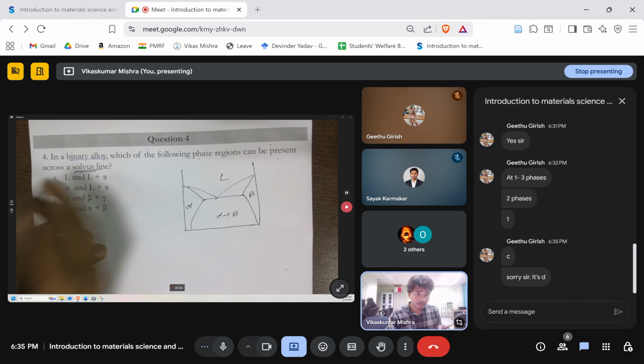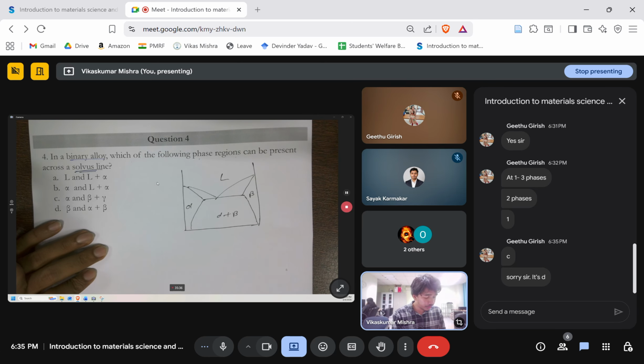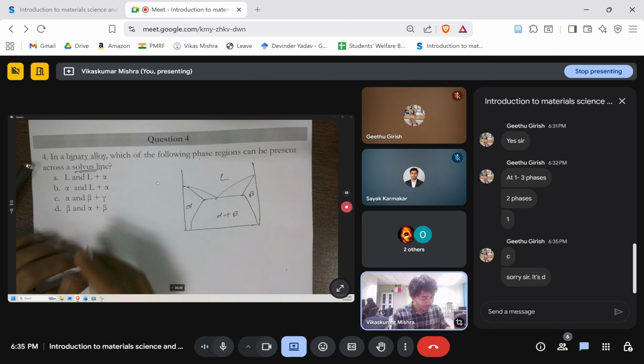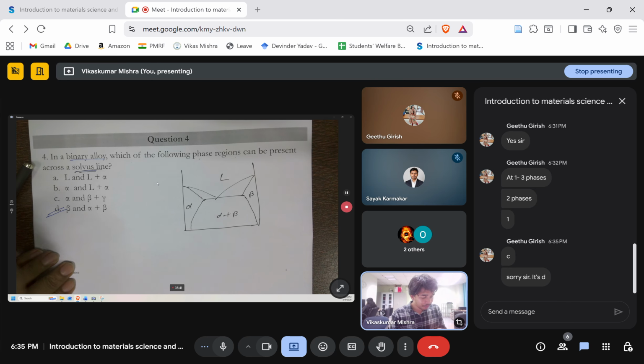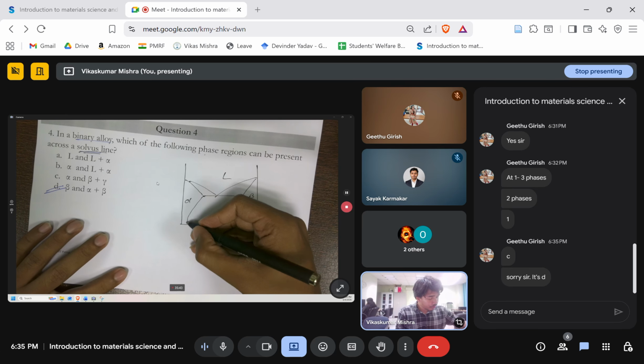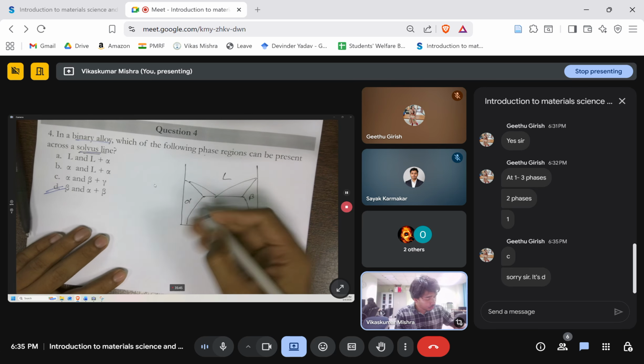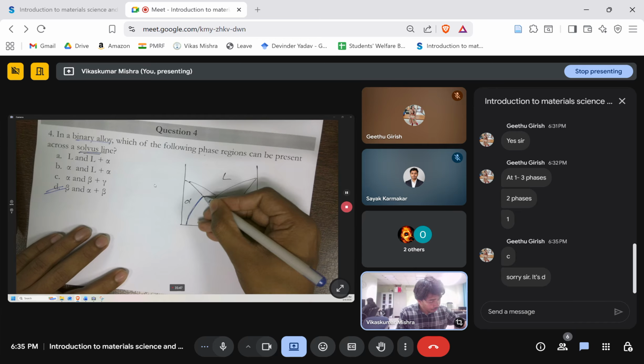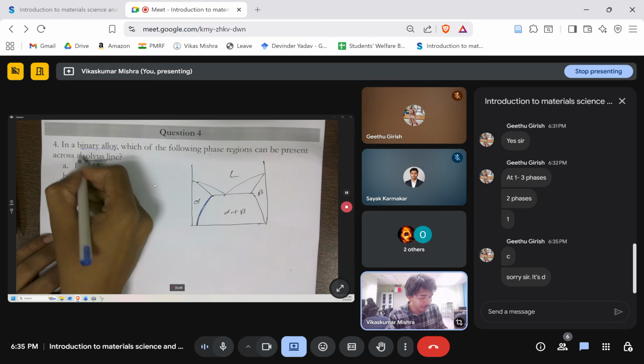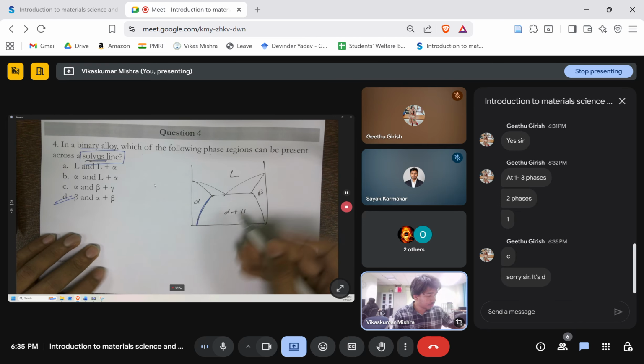The solvus line is, sorry, it's D. Great, good. So option D is the right answer over here. The solvus line is the one we can see over here. If we don't know about this, then we will not be able to answer it. So this is known as the solvus line.